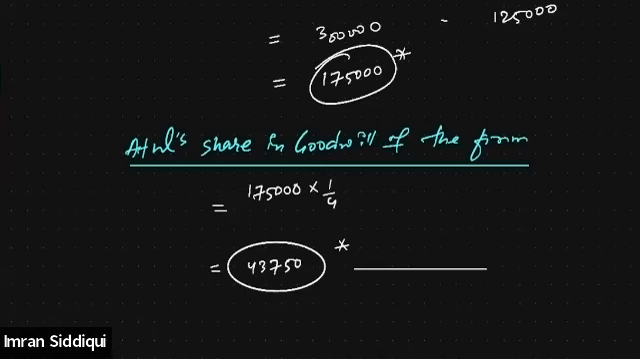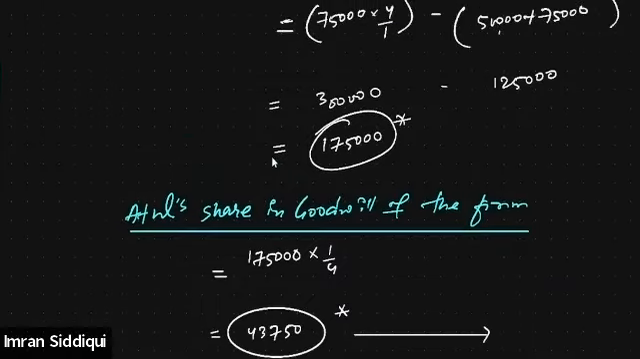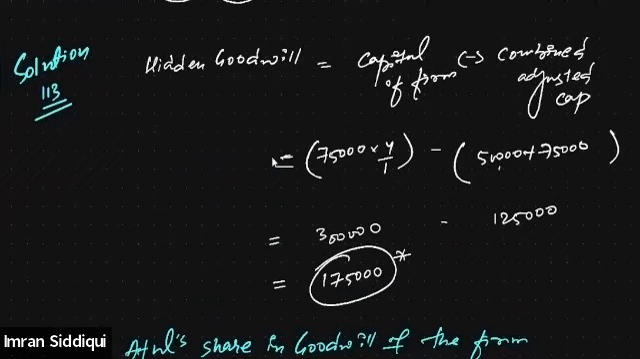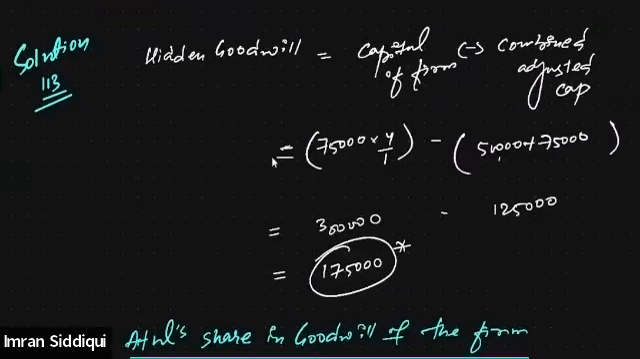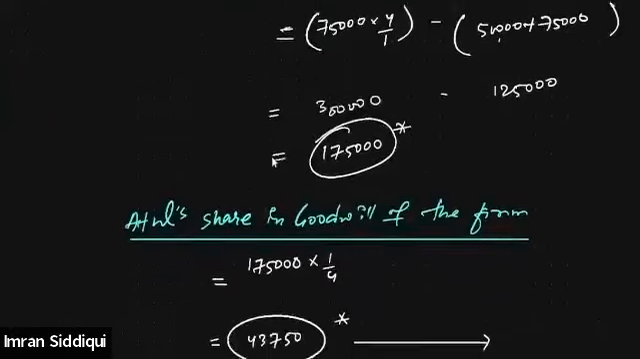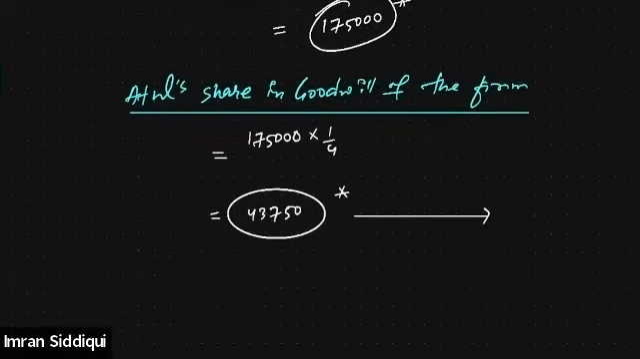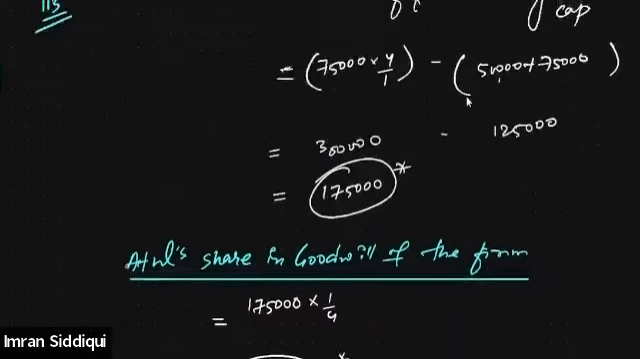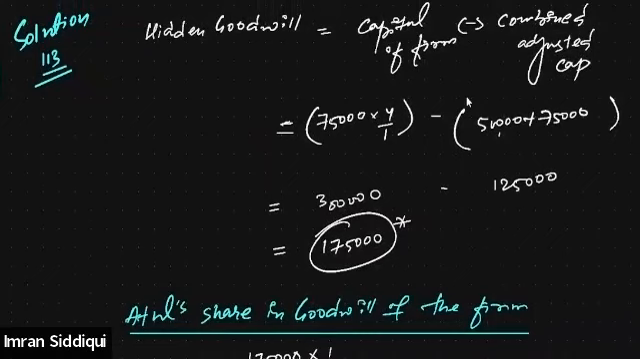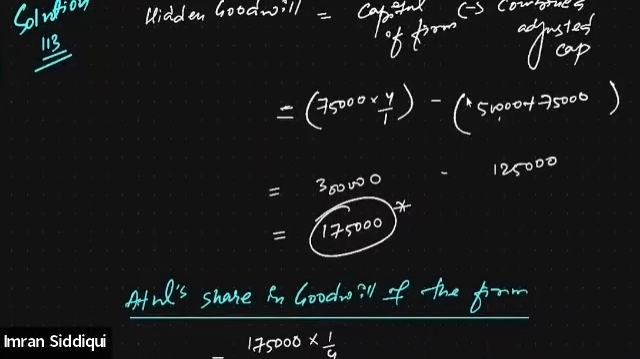Okay, then tell me the answer. So when we add 75,000 in the combined business capital, the answer is the same. If we add 75,000, Atul's capital, and when we also add Atul's share, then we get the same answer. So that means 43,750 plus 75,000, and after this you will get the combined adjusted capital. We have to add Atul's share of goodwill. Yes, that is what you're saying. Okay, let me just read the question one more time.